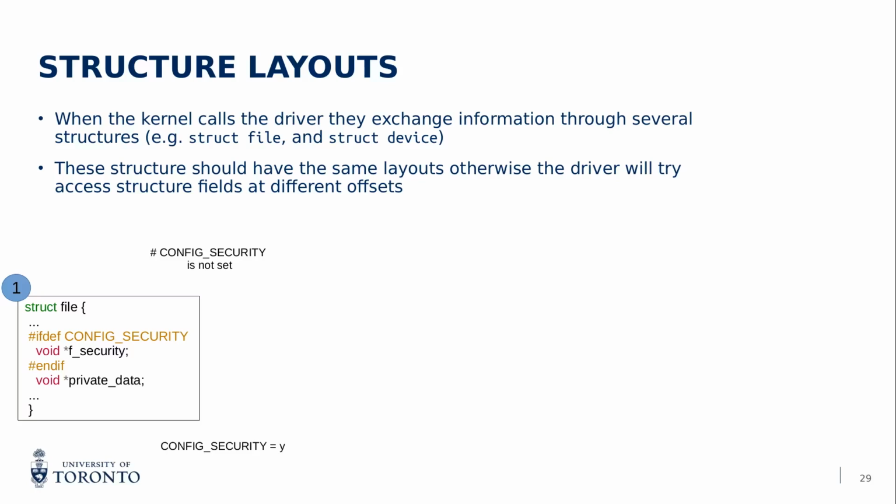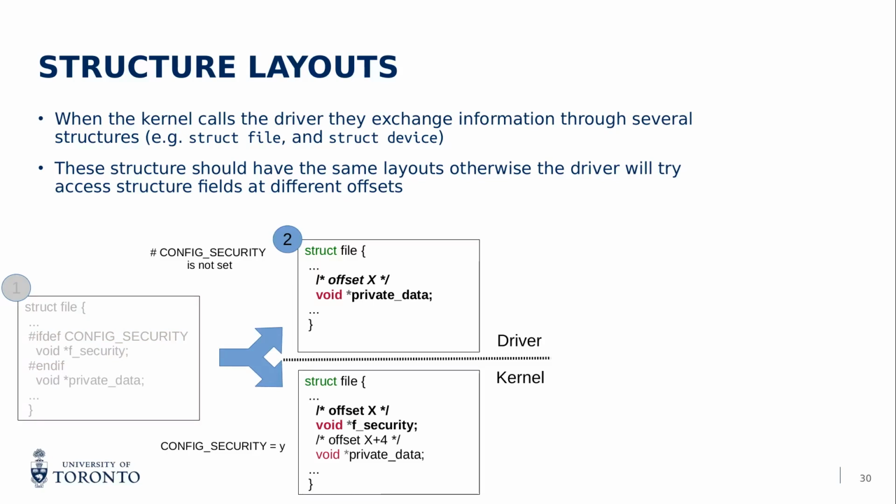The second problem when trying to load a driver compiled for a different kernel is difference in memory layouts. Let me explain it using the struct file below. The definition of this structure has a field guarded by a configuration option. If the evasion kernel at the lower part of the slide was compiled with the configuration option set, and the driver was compiled with that option unset, they will end up with different structure layouts. They will have different fields at the same offset x.